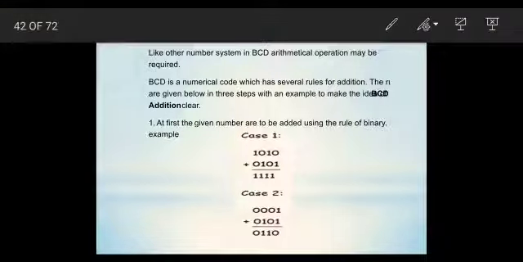In case 2, 0001 and 0101. 0001 means 1 and 0101 is nothing but 5. So 1 plus 5, we get the resultant value 6. The binary equivalent value of 6 is 0110, and the binary equivalent value of 15 is all ones.